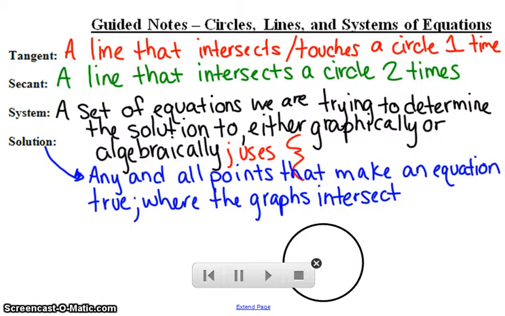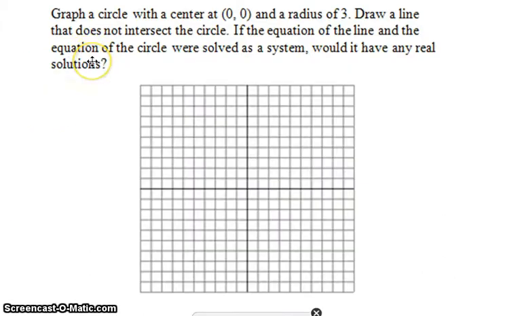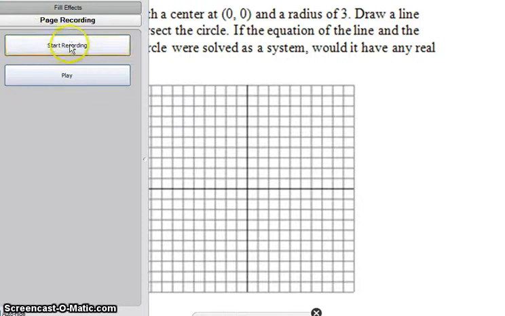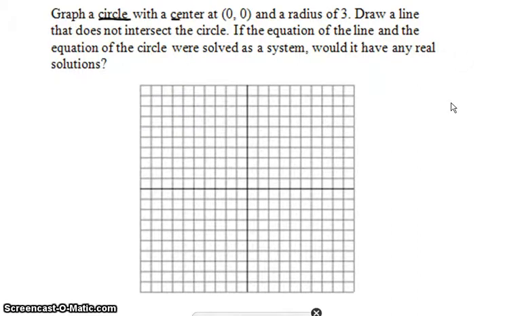Let's go on to the next slide here. We're talking about graphing circles now. So let me go ahead and cue up our recording. All right, so first off, it asks us to graph a circle with a center at 0, 0. That's easy. And it wants us to do a radius of 3. So go left, right, up, and down from there, count 3, and then draw your pretty little circle. Remember, it doesn't have to be perfect, but make sure it's something round.